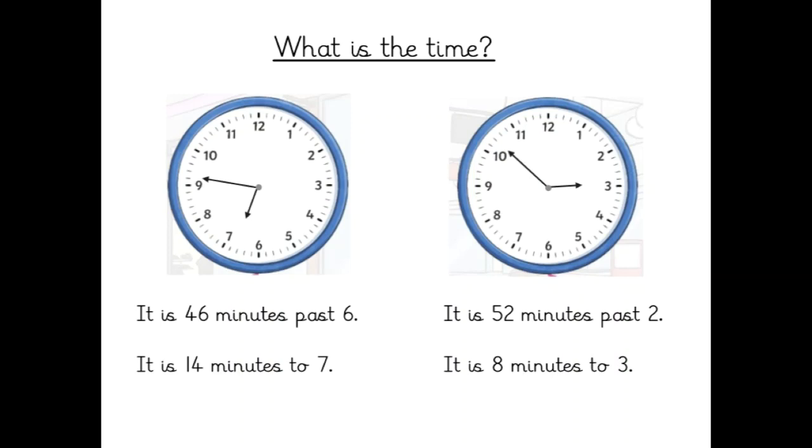Now, some of you might have noticed something about the numbers here. 52 minutes and 8 minutes. Well, that makes 60 minutes. And that's because 52 minutes have passed since 2 o'clock, but there are 8 minutes left of that hour. So it's a good way of checking to make sure you've got the time right, because the minutes past and the minutes to the next hour should equal 60.